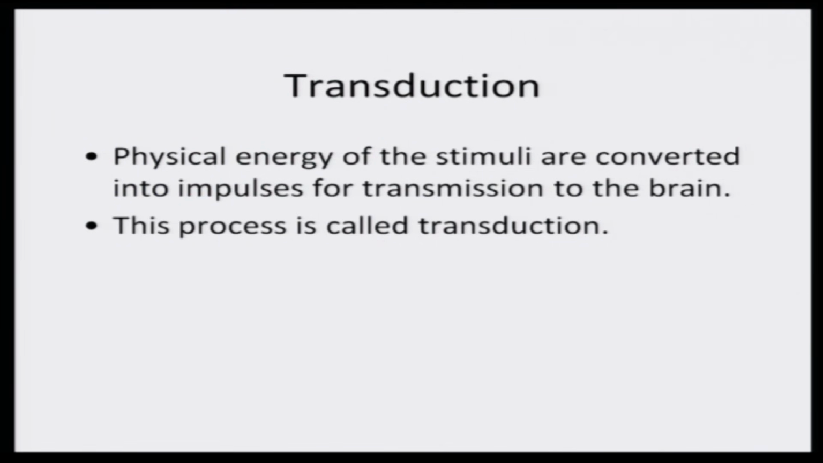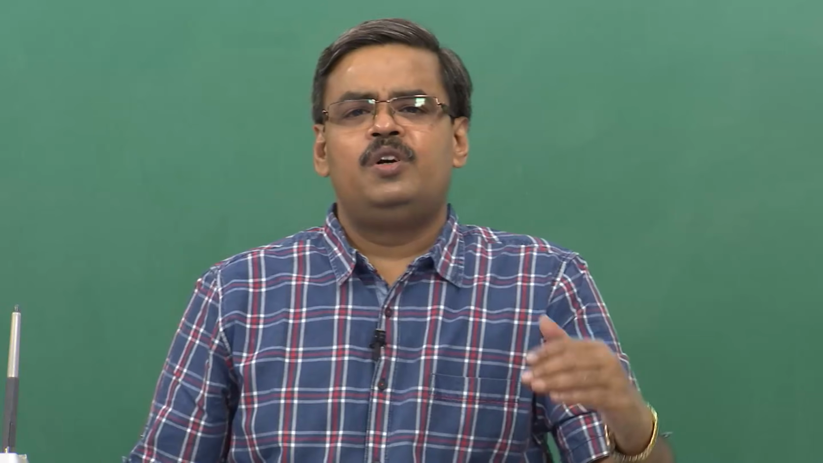So, when the physical energy of the stimuli gets converted into the impulse and gets transmitted to the brain, so that the brain can finally make a meaning out of it, this is called the process of transduction. Okay. So, the physical energy getting converted into an impulse which the brain can process is the process of transduction, and this transduction you can consider as the first step towards perceiving the external world.